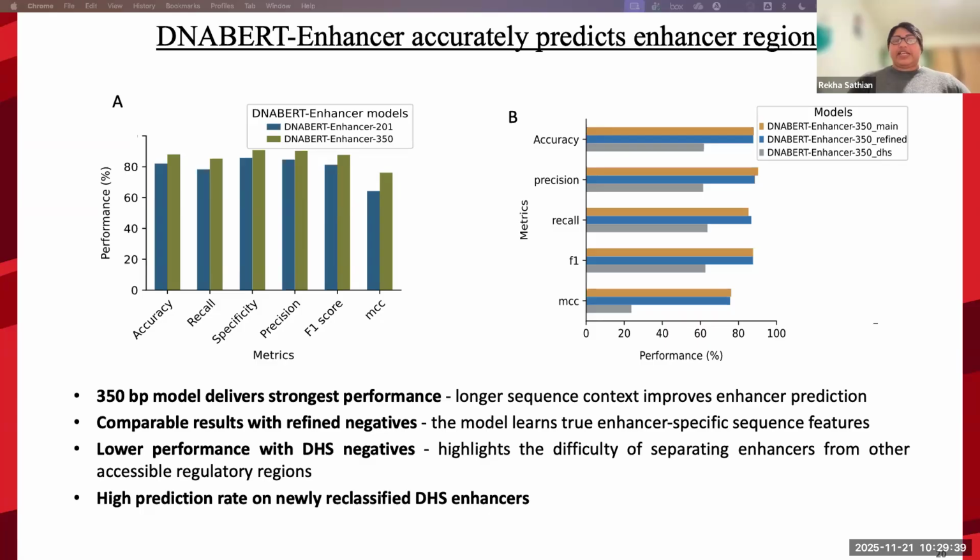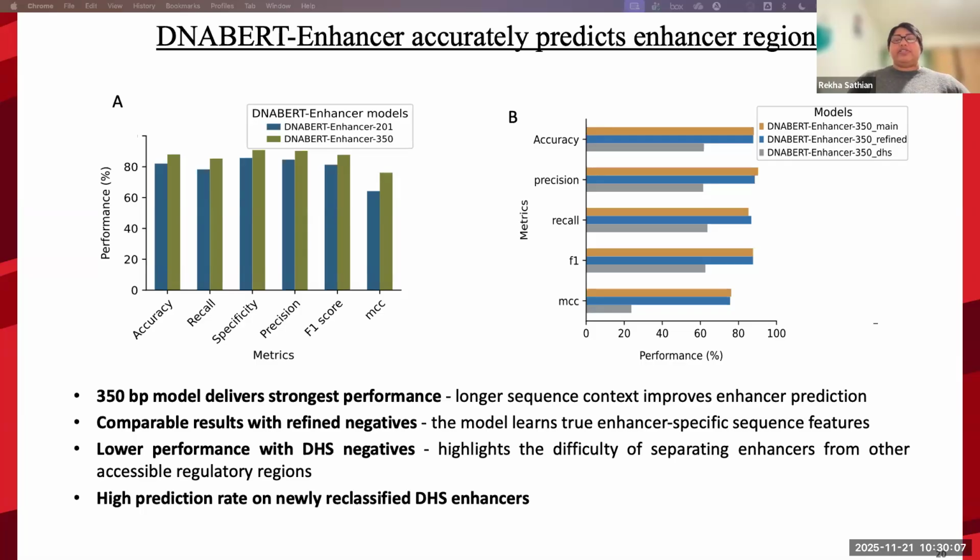It is indeed learning enhancer-specific sequence patterns. And second, we trained a harder version of the problem by limiting the negative set to DNase-1 hypersensitivity sites, which do not overlap with any of the enhancers. This model showed substantially lower performance with an accuracy of 61.5%. This reflects the biological challenge of distinguishing enhancers from other open chromatin regions.